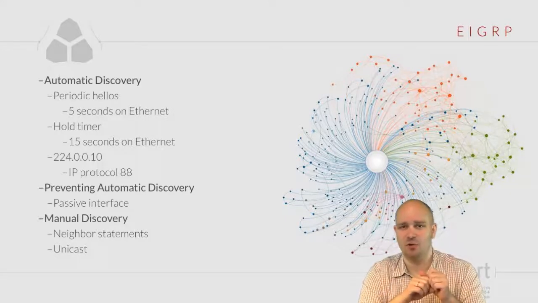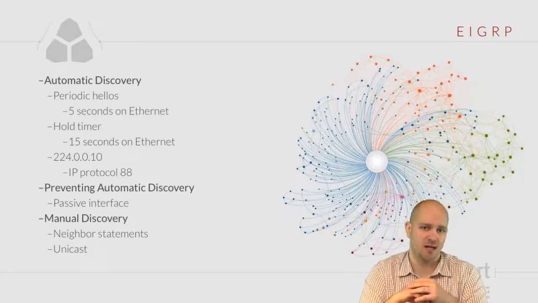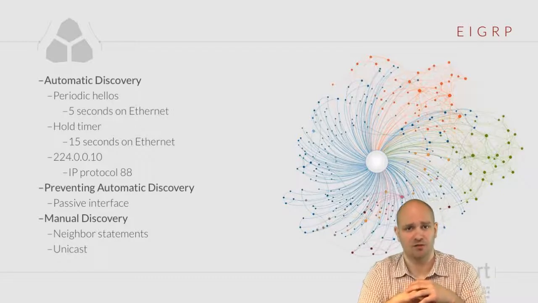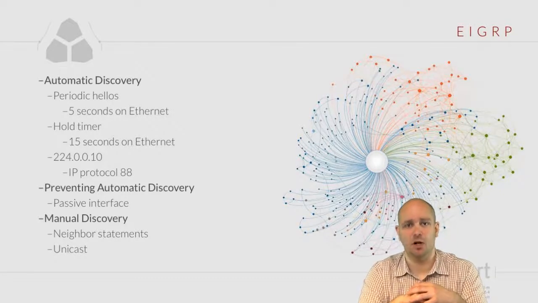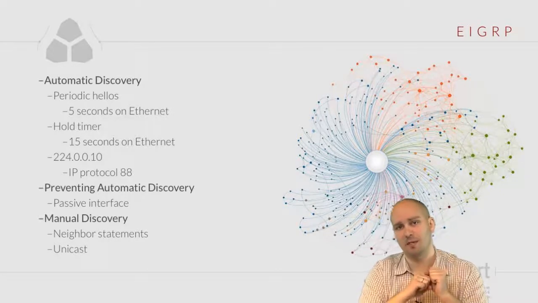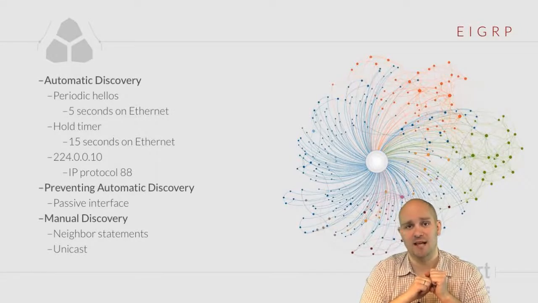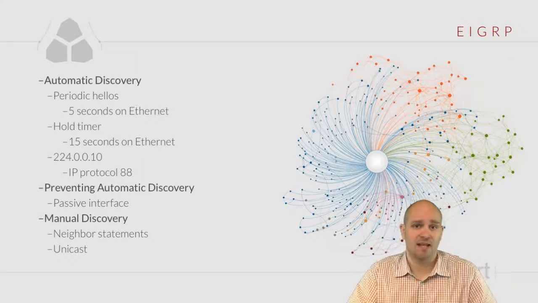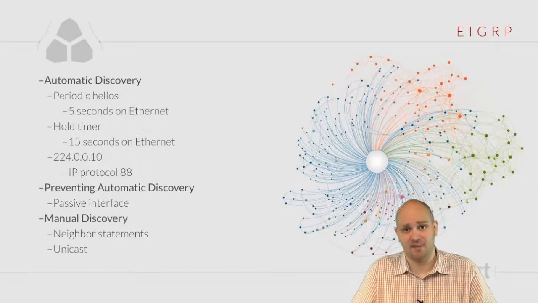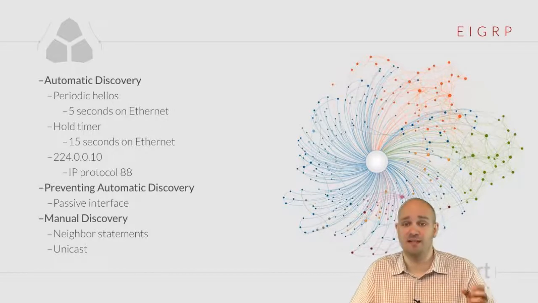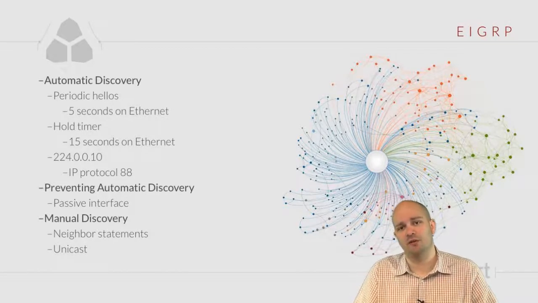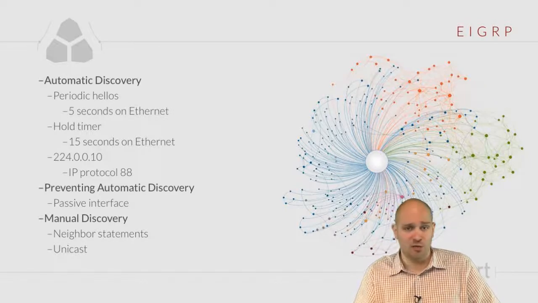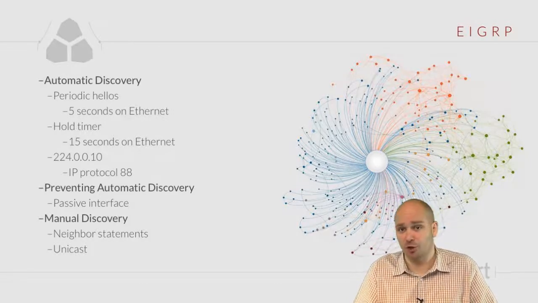If we have that situation, we are going to use a feature in IOS which is called passive interface. With the passive interface feature, we are preventing the hellos from being sent out of this interface. We are not going to be processing any incoming hellos or any incoming routing updates, but the network associated with the interface will be advertised into EIGRP as a protocol internal route.